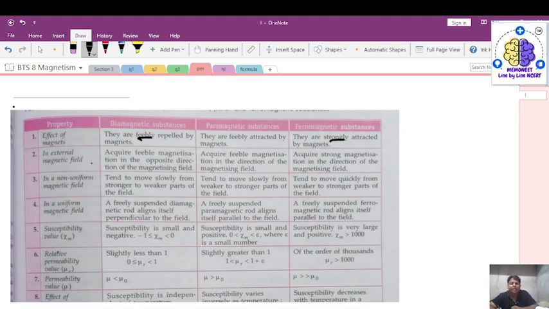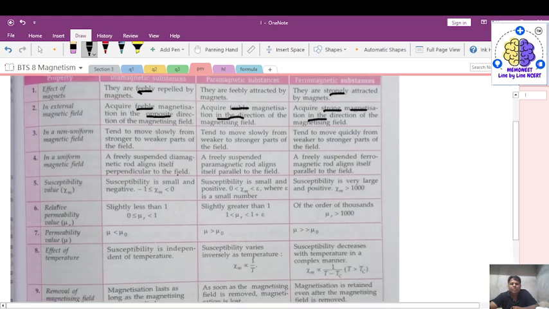Similarly, in an external magnetic field, the diamagnetic substances acquire feeble magnetization in the opposite direction of the magnetizing field. So here they acquire a magnetization which is to a smaller extent, and it is in the opposite direction. Whereas paramagnetic substances also acquire a very small amount of magnetization, in the direction of the applied magnetic field. And ferromagnetic substances acquire strong magnetization, and that too is in the direction of the magnetic field. In this way, you have to read all the properties.